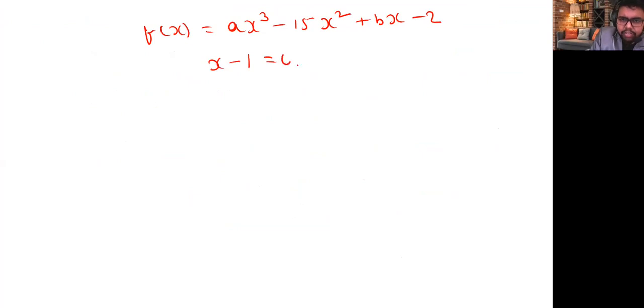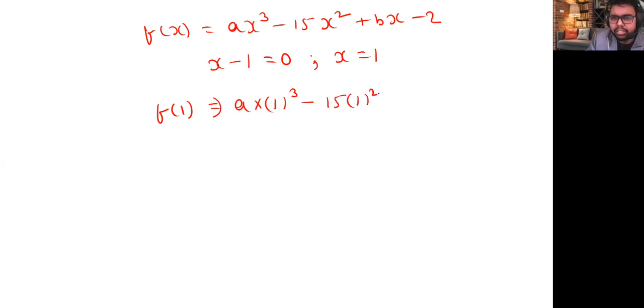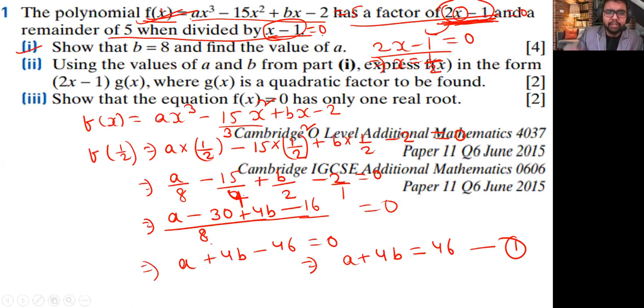From here, take out the value of x. So my x would be equal to 1 when I am going to put 1 in the function. So I am going to get equal to 5. Okay, so put 1 in the function. So a times 1 cube minus 15 times 1 square, because instead of x I'm putting 1, plus b times 1 minus 2 is equal to 5, because it will leave the remainder of 5. Here I was writing equal to 0 because it was written in the question that 2x minus 1 is a factor.